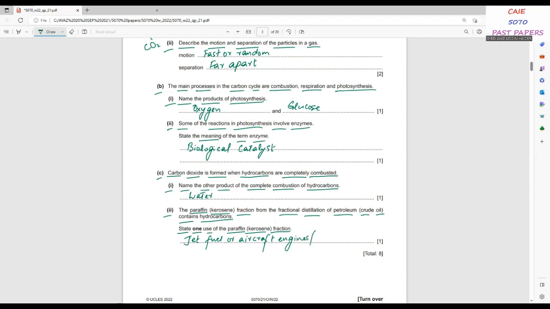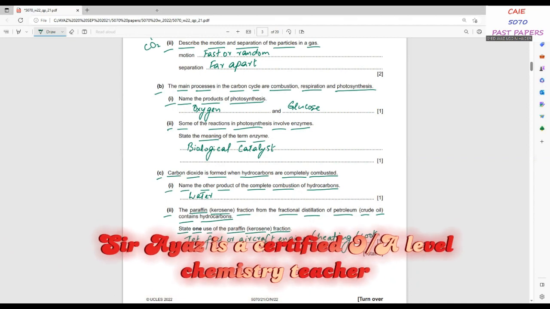Kerosene can also be used for heating and cooking purpose. So you can write heating, cooking. It's also used in lamps or in lighting purpose.